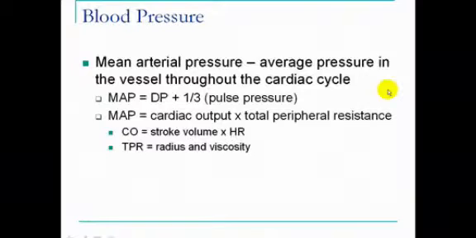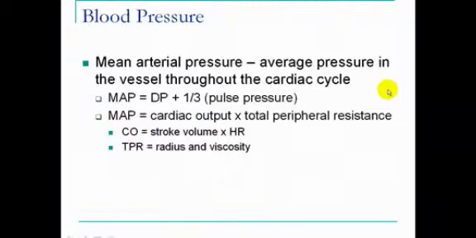You can also determine what we call your mean arterial pressure. This is the average pressure in a vessel throughout the cardiac cycle. So it's not just the moment in time when the ventricles contract and the moment in time when your ventricles relax. It's the average pressure throughout that entire cycle. We call that the MAP, and you'll calculate this in lab when you do your cardiovascular lab.